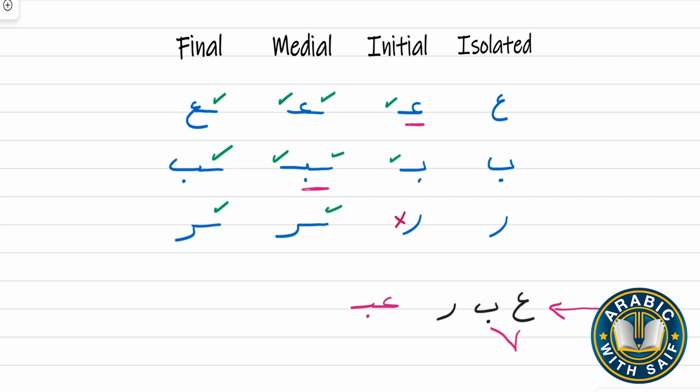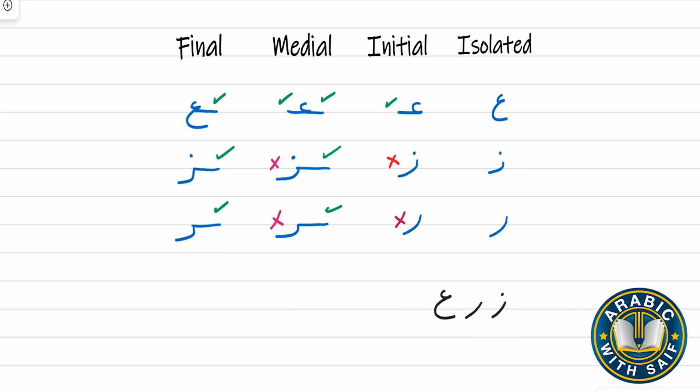Second, the relation between Ba and Ra. If Ba is in the middle, it can connect to any letter after. And Ra at the end can connect to any letter before. So both will get connected. And this will be the final form for this word. Let's read it. Abar. Abar means across.